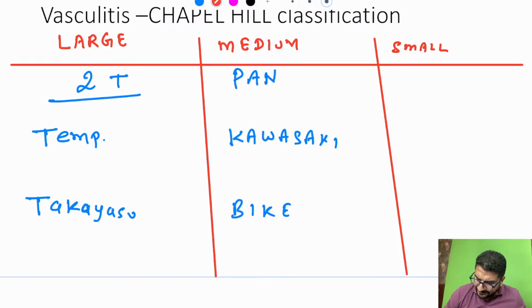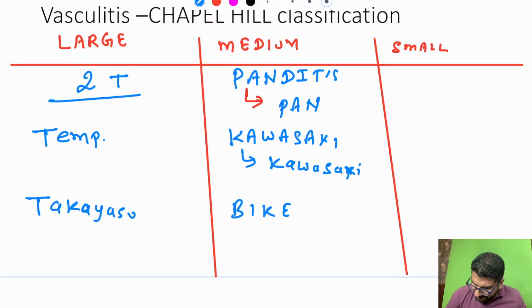Pandit Kawasaki bike means, Pandit means the first 3 letters, Pan. Kawasaki is Kawasaki disease. And with bike you can remember Berger disease. So Pandit Kawasaki bike.